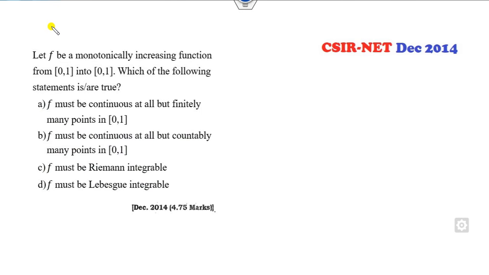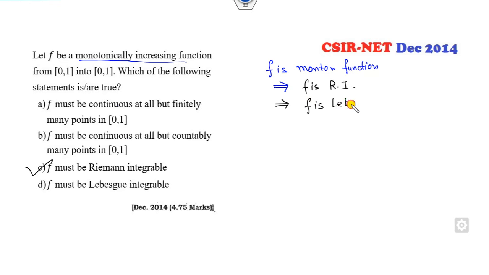Look at this another one. What is given to you? A function is monotonically increasing. If f is a monotonic function, what does it mean? Look at the options: continuous, Riemann. If f is my monotonic function, it is Riemann integrable. Fine. And if f is Riemann integrable, it always implies Lebesgue integrable. Fine. Remember, always: Riemann integrable implies Lebesgue integrable, but the converse is not true. Fine. So these two options are there.